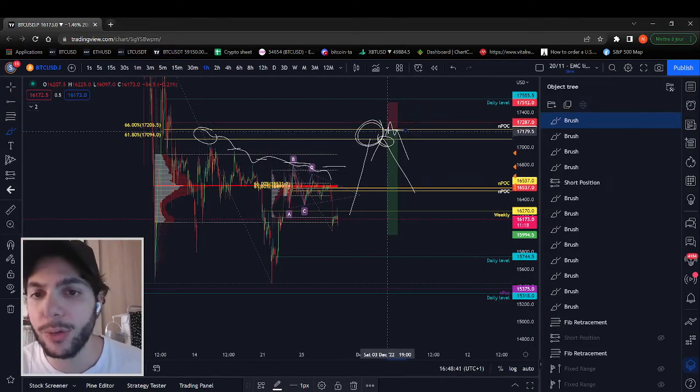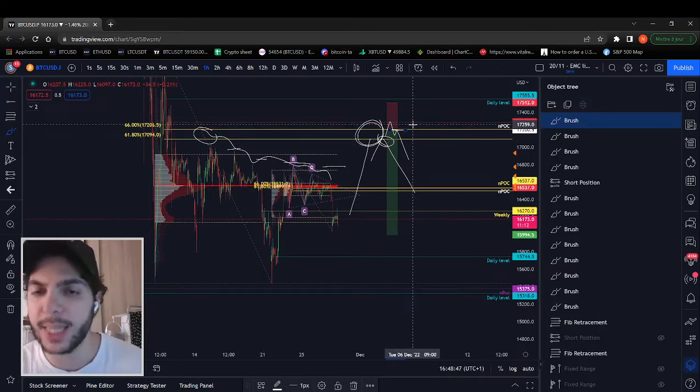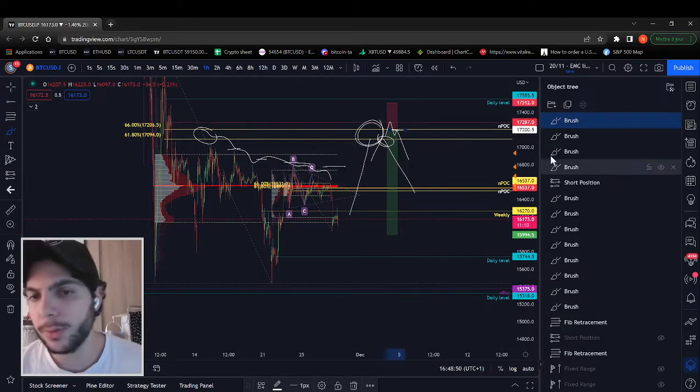And if during this liquidity grab, we can hit this naked point of control to have this additional selling pressure, this would be like the cherry on top.